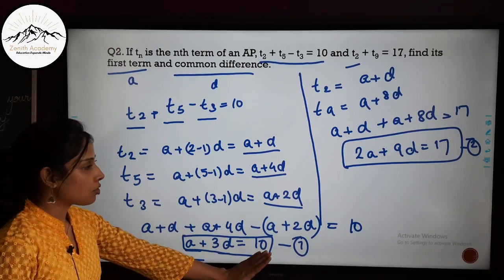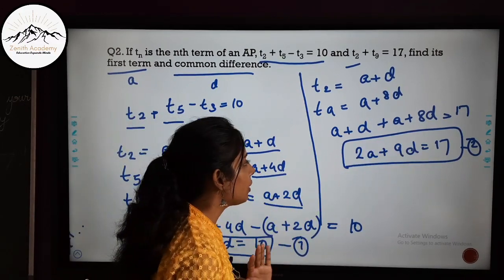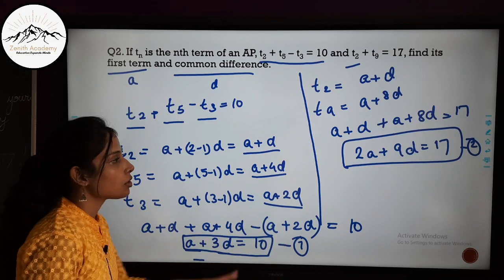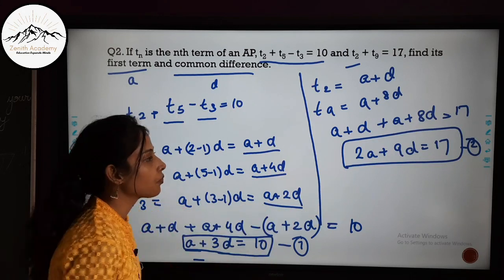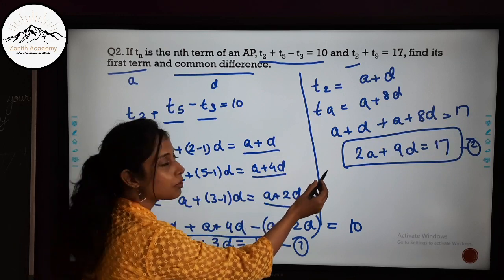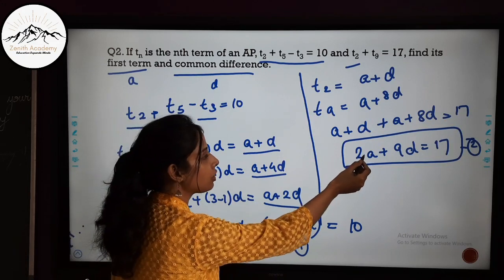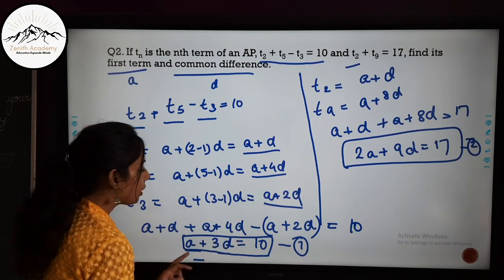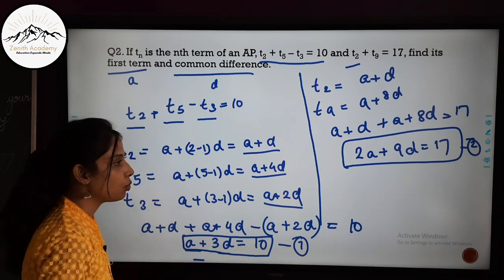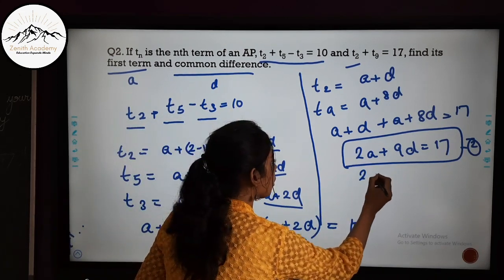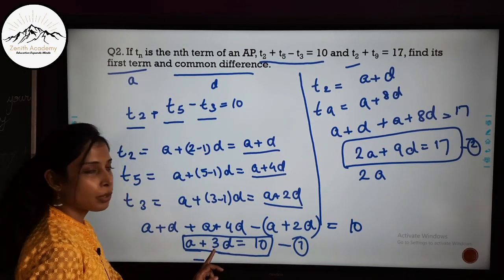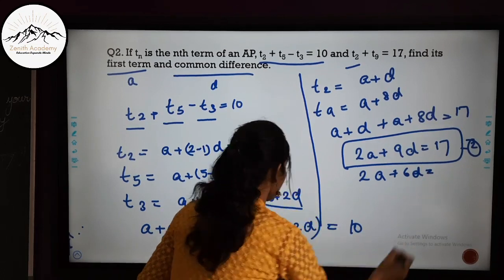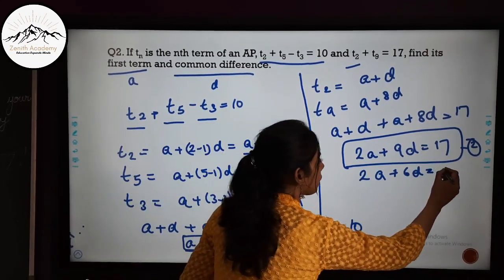Now we have A plus 3D is equal to 10 and 2A plus 9D is equal to 17. And we need to find the common difference, that is D, and A as well. So this is simple equation solving. Here we don't have any common terms, so we can multiply by 2 here and make this 2A as well. When we multiply equation number 1 by 2, what will we get? 2A plus 2 into 3D is 6D, and 2 into 10 will give us 20.